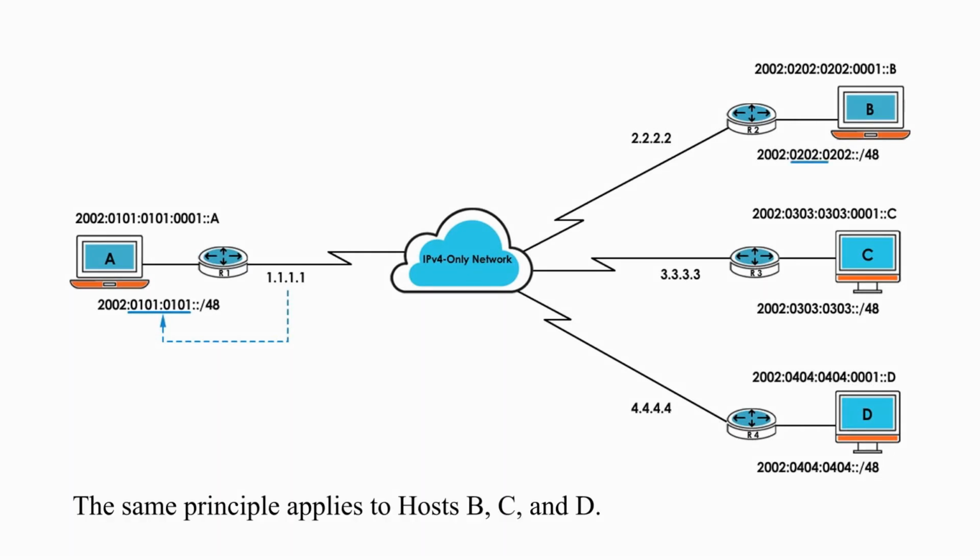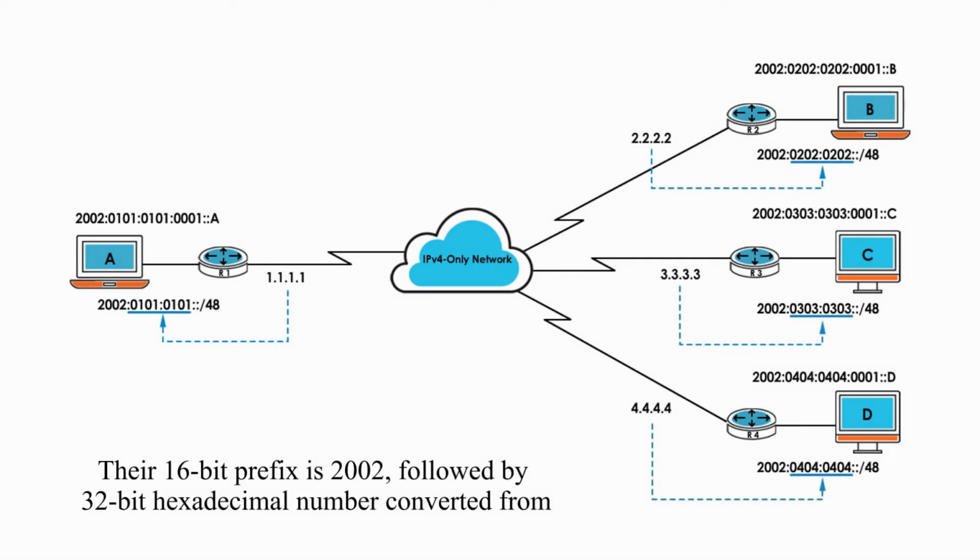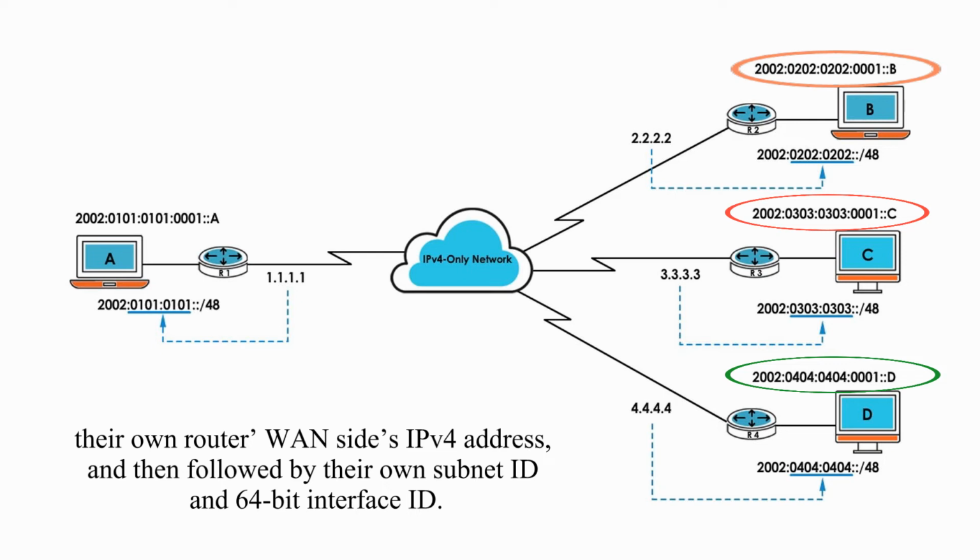The same principle applies to hosts B, C, and D. Their 16-bit prefix is again the same, 2002, followed by a 32-bit hexadecimal number converted from their own router's public IPv4 address, and then followed by their own subnet ID and then the 64-bit interface ID.